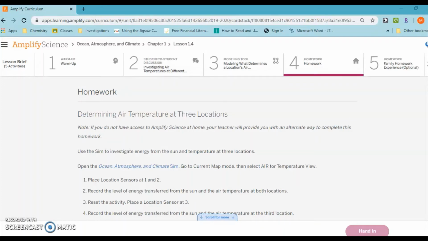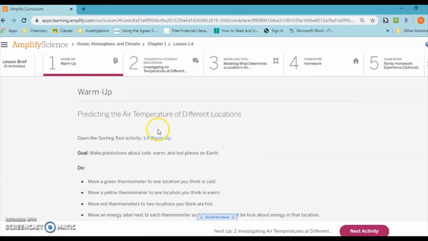Hey guys, so we're gonna do Oceans, Atmospheres, and Climates, lesson 1.4. So we have 5 activities today, as you can see. We're gonna start with our warm up. So it's predicting air temperatures in different locations.